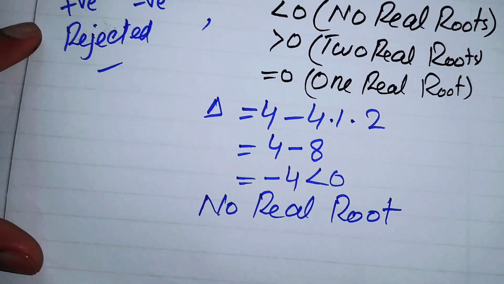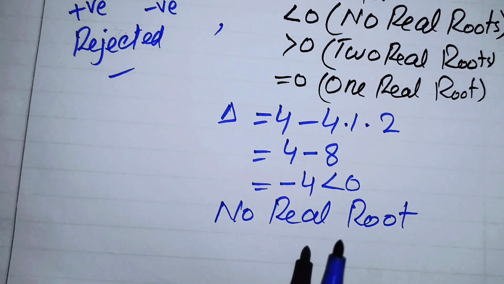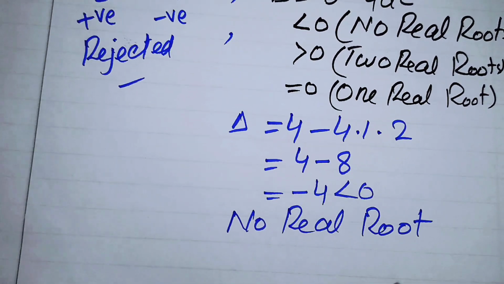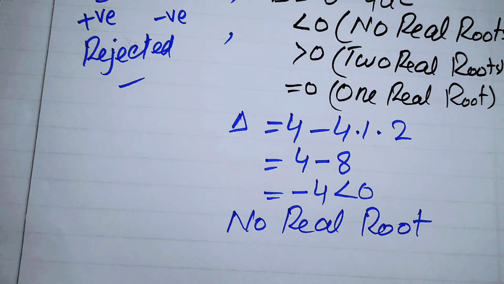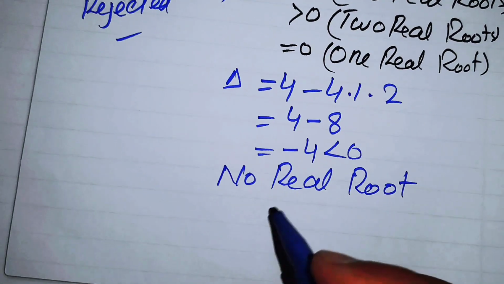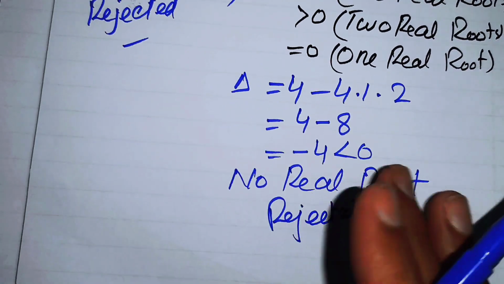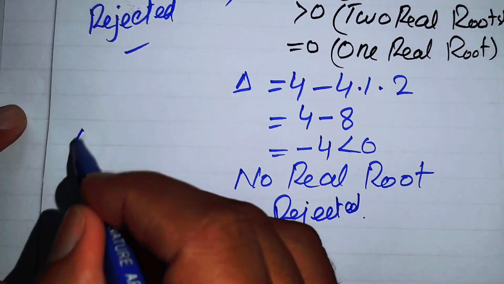So this equation has no real roots, so I can say that the given equation does not have a real root, or the solution of the given equation does not exist, because both of the cases are rejected. This case is also rejected, so we say that the given equation has no solution.